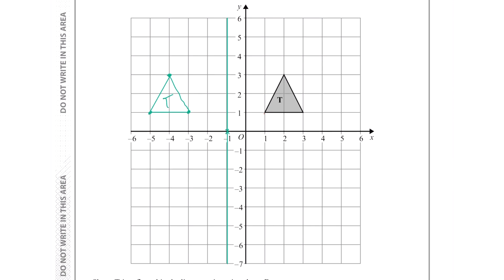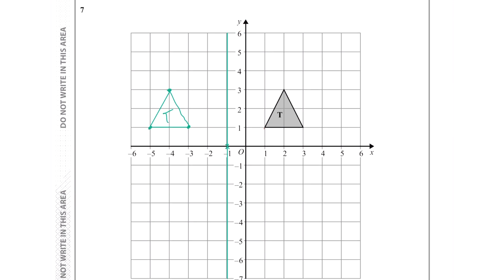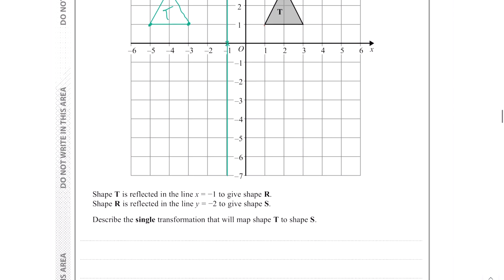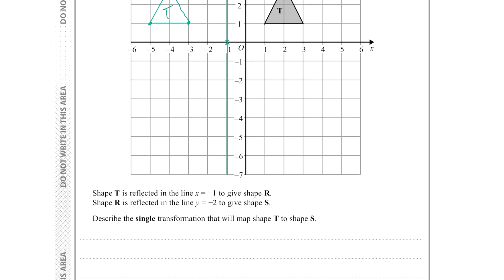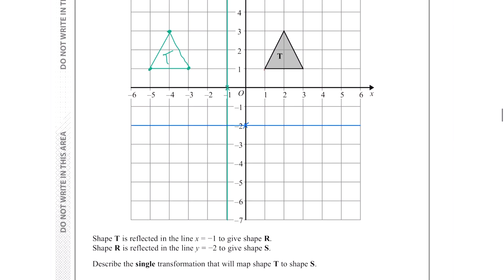Then it says shape R is reflected in the line y is equal to -2. So my y-axis is that one there. It's reflected in the line, let me just use a different color, line y is equal to -2. We'll go through this. So if I draw a line across, again use a pencil and a ruler. And now I'm going to reflect. In fact, I'm just going to try to draw that a little bit better than that. There we go, perfect. So it's saying shape R is reflected in the line y is equal to -2. So I'm going to fix this as well, just so that's nice.